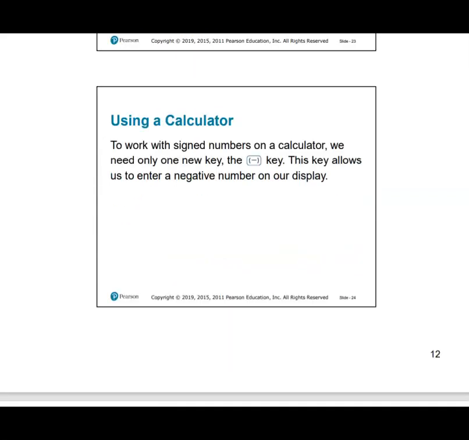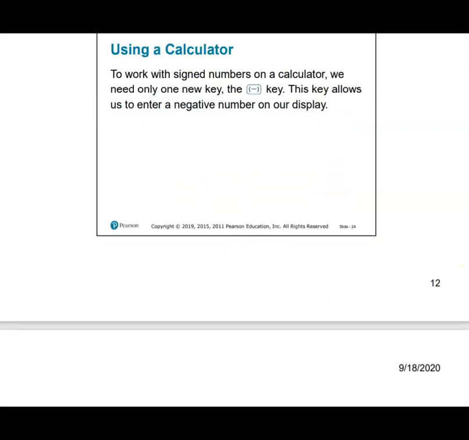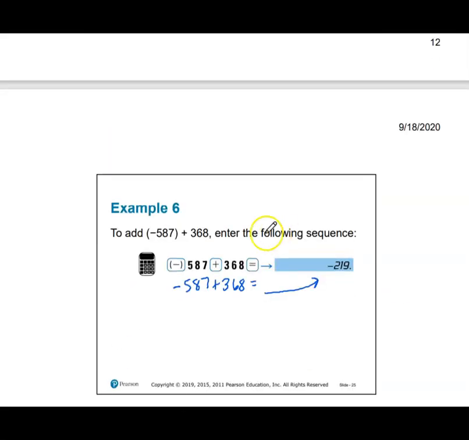To work with signed numbers on a calculator, we need only one new key, the negative key. And remember, this is the one by the 0. It's not actually the minus sign. It's the negative key. This key allows us to enter a negative number on our display. So if we're supposed to add negative 587 plus 368, you want to hit negative 587, and remember that this negative is not the minus key, it's the negative that's by the 0, plus 368 equals negative 219.